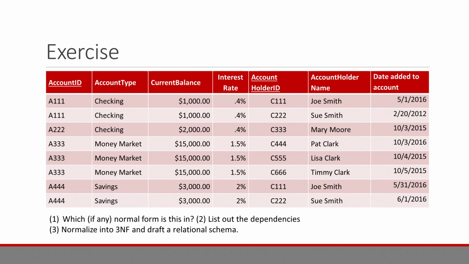Now, that doesn't mean that the interest rate isn't also determined by account ID, and account type isn't itself determined by account ID. But rather, this is implying that there's a transitive dependency between the interest rate and the account type.